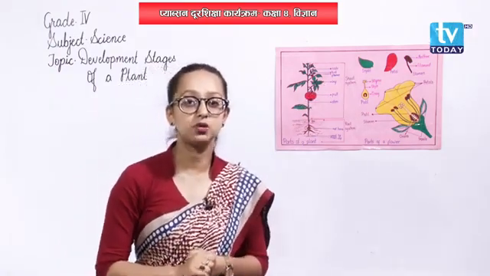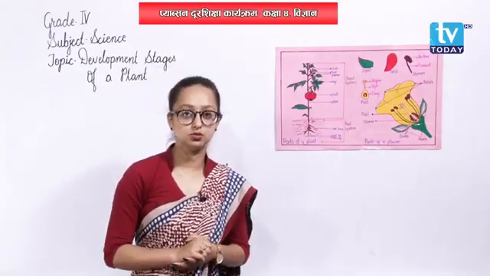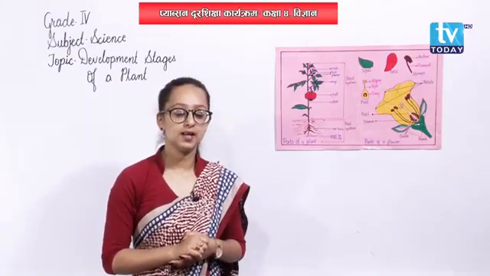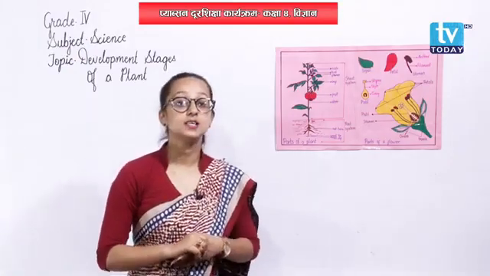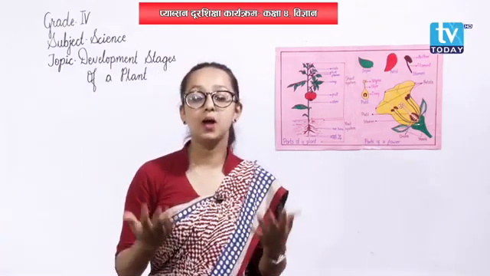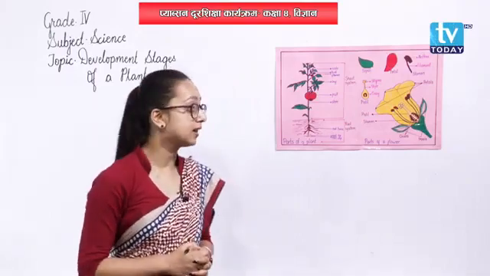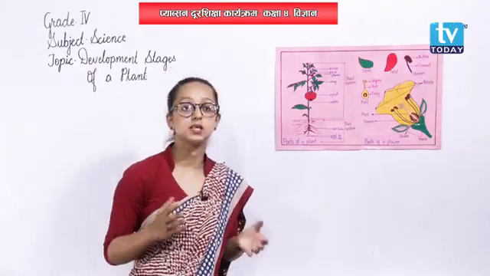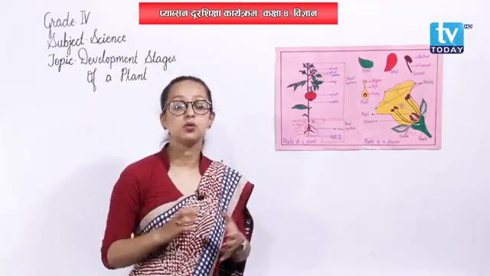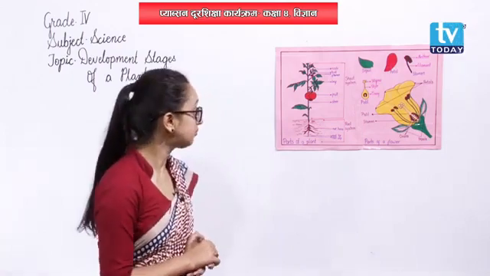Those small pores are called stomata. What does stomata do? Do you have any idea? Well, you must have, right? Stomata help the plant body to breathe. Stomata are the small pores present on the surface of leaves, and those small pores help the plant body to breathe.